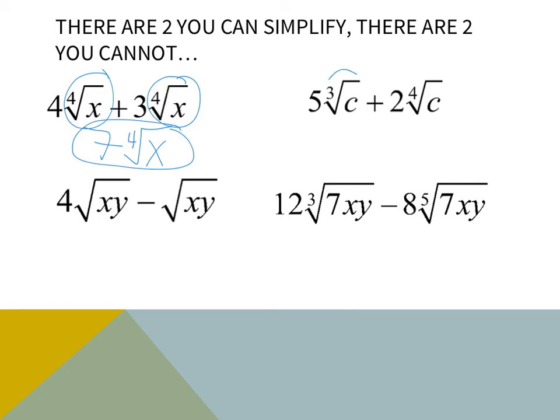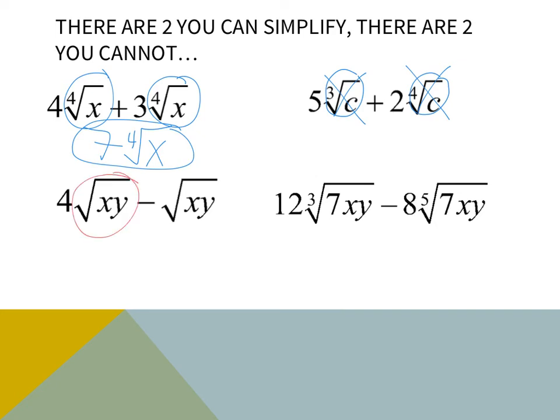Let's go over to the right. Notice how we have cube root and fourth root. Those are not the same. Therefore, we cannot add those together. So you can't simplify. That's it. Good as it gets.